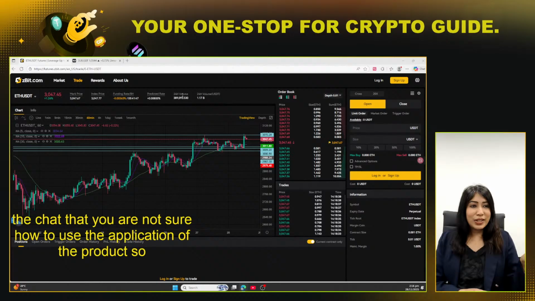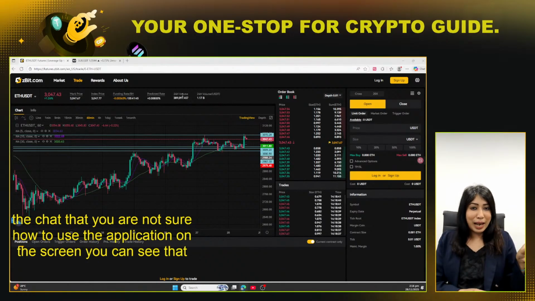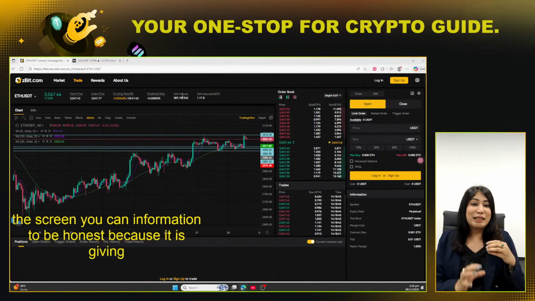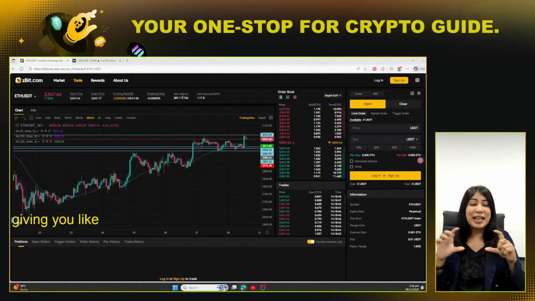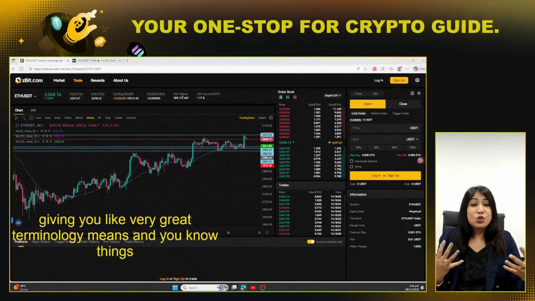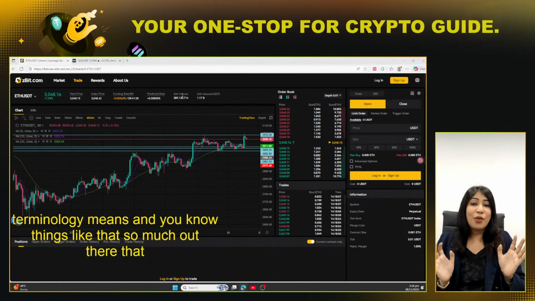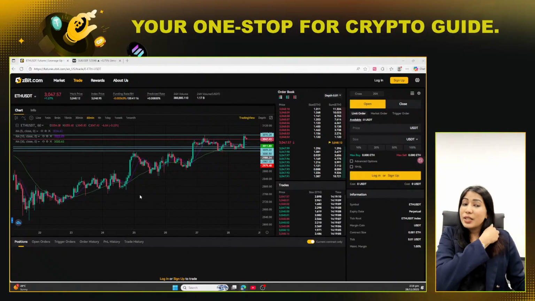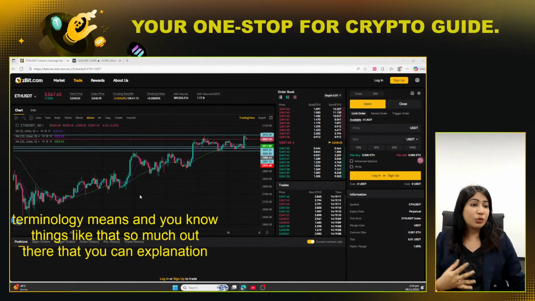On the screen you can see that there is ample information, to be honest, giving you great detail, the whole idea about what that particular terminology means, and things like that. There's so much out there that you can explore yourself. And if you want an explanation, yes, we are there for 12 hours a day, 3 streamers at 4 hours per day. We are all there to cover those things. So that's about the Zbit application, and where to start and how to begin.